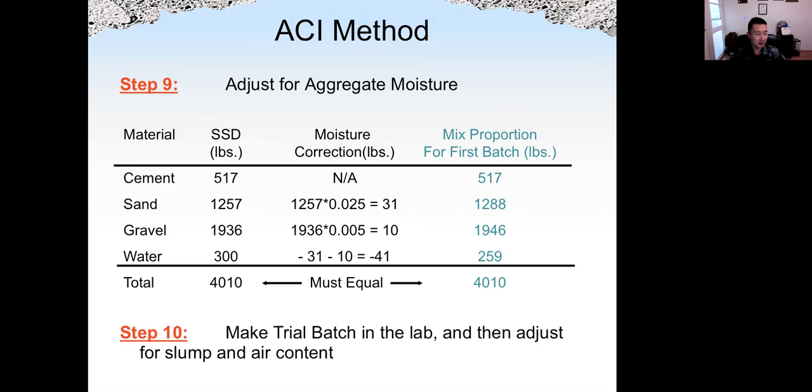In the beginning, it could be confusing. Why should we do that? This is what we get in SSD condition. The cement is always dry, so we do not need to do anything for cement. We need 300 pounds of water, 1257 pounds of SSD sand and 1936 pounds of SSD gravel.